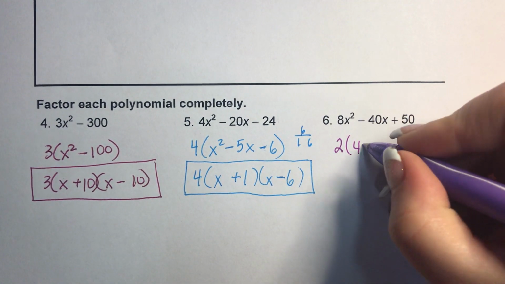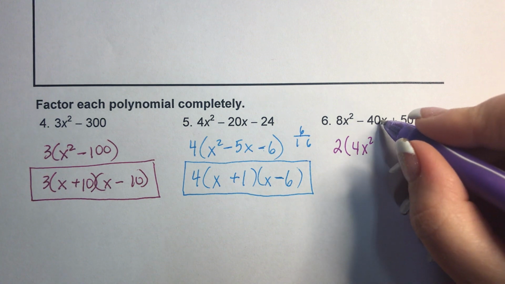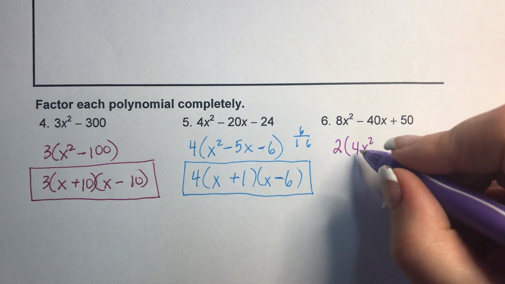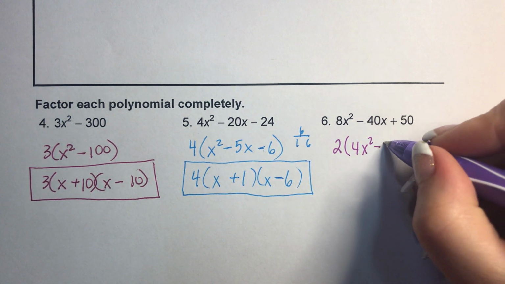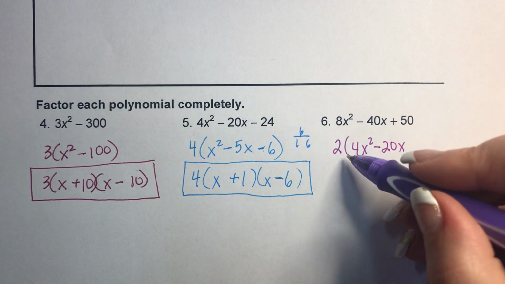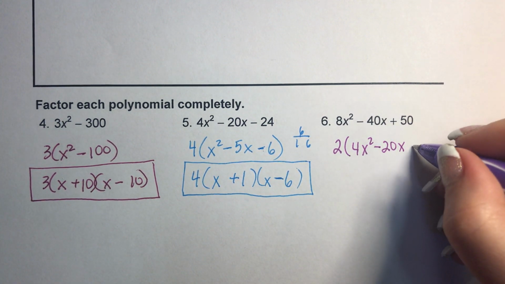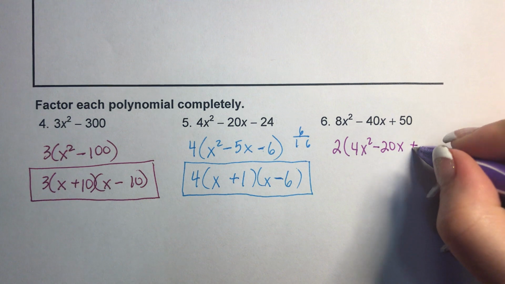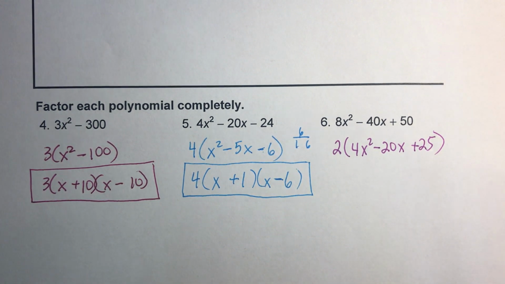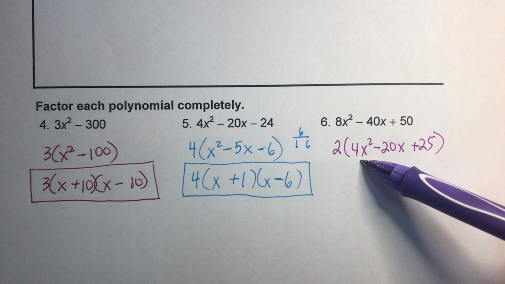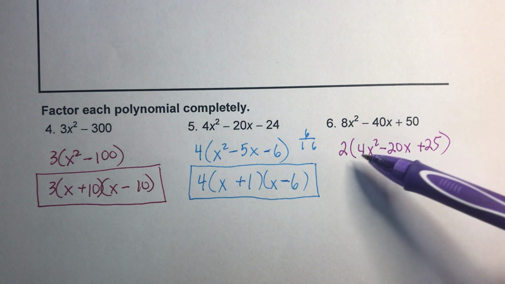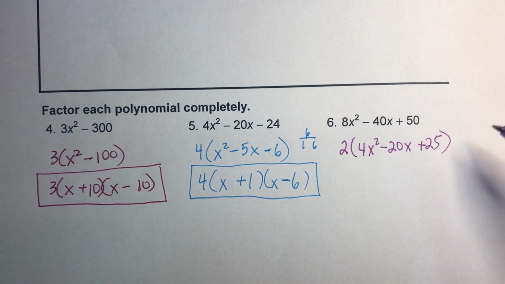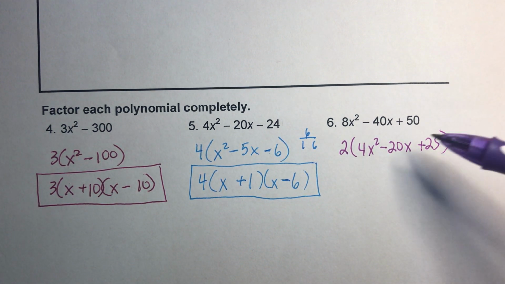We get 4x squared, 2 times 20. So yeah, 2 times 4 is 8. 2 times 20 is 40. And then 2 times 25, positive 25. Okay, perfect. Yeah, that looks good. Okay, trinomial, and we're looking for a perfect square trinomial, right?